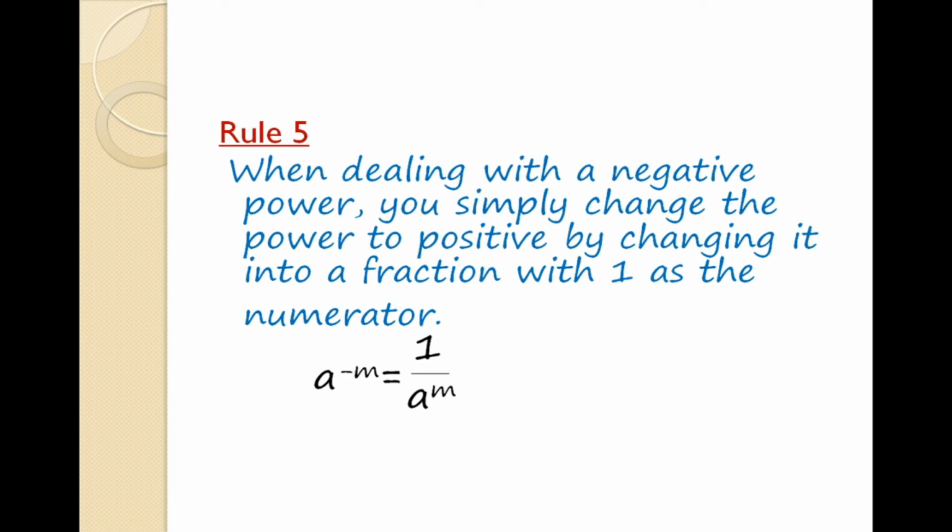So if I have, for example, a to the power m, that's simply the same as 1 over a to the power minus m. You always negate the power. For example, when you write 8 to the power minus 3, that is the same as 1 over 8 to the power 3.